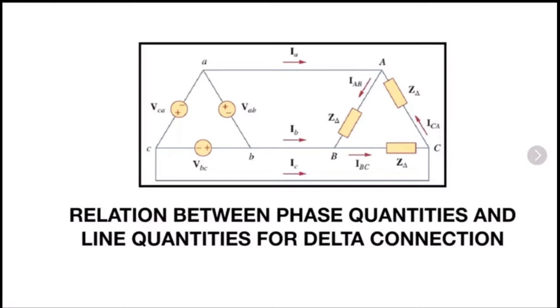So today we are going to learn one more important topic from the three-phase system, that is the relation between phase quantities and line quantities for delta connection. For star connection we have already done it, and today we will go for delta connection. So first we will understand what is delta connection.